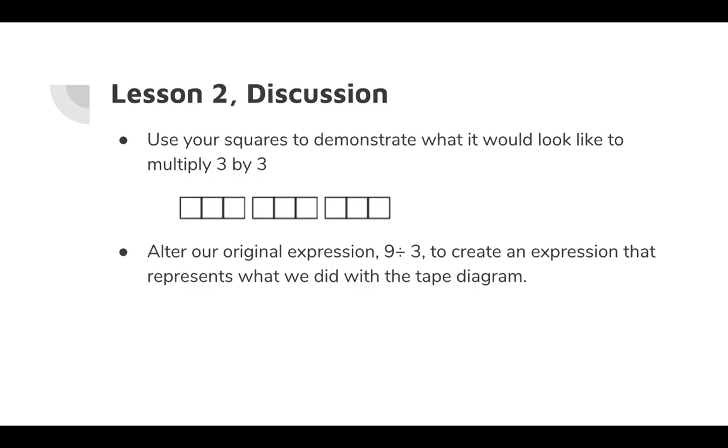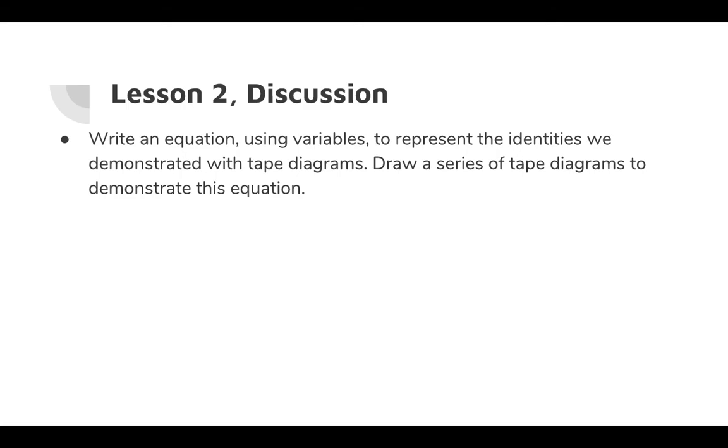So we alter our original expression, the one that told us 9 divided by 3, to create an expression that represents what we did with the tape diagram. Now we have that 9 that was divided into 3 times 3, right? So we divided them earlier, and now we're bringing them back together again. We evaluate this expression. What do we have left, ladies and gentlemen? Right, we are back to 9 again.